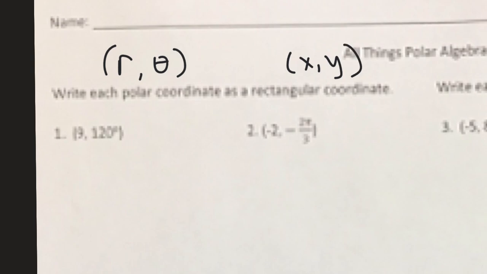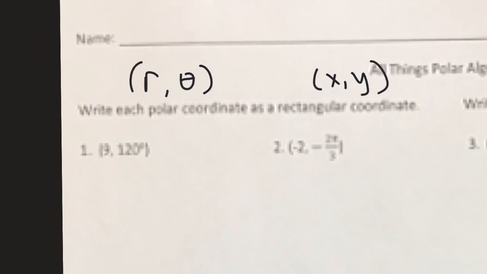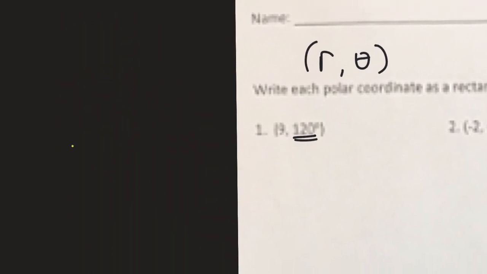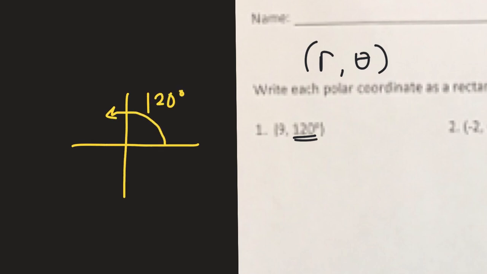and a y. Okay, so of course we have a point. When we plot this point, we're going to first go to 120 degrees in relation to the positive x-axis. So there's your 120 degree mark. And then you're going to go away 1, 2, 3, 4, 5, 6, 7, 8, 9. So here's the coordinate 9, 120. We're going to change that into an x, y.